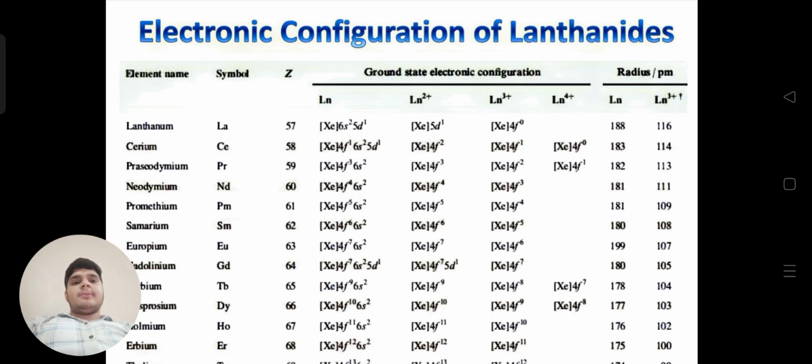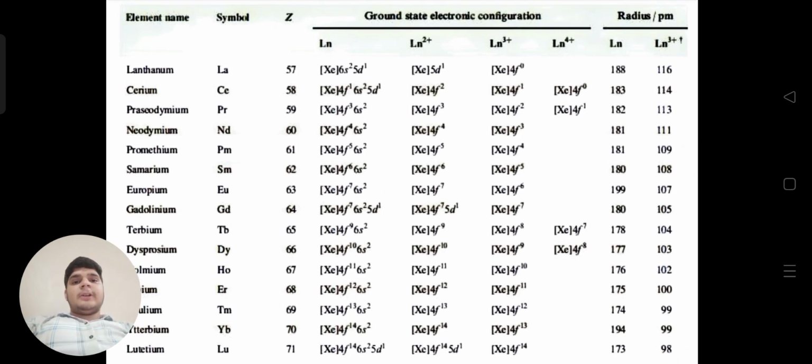Now let's take another example from the series. We take the example of lutetium, the last element of the lanthanides. Its symbol is Lu with atomic number 71. Its configuration is xenon 4f14 6s2 5d1. In the Ln2+ state its configuration becomes xenon 4f14 5d1, and in the 3+ state its configuration becomes xenon 4f14. These configurations are in increasing order of the f subshell. Its radius is 173 picometer and in the 3+ state its radius is 98 picometer. As we see, the radius is decreasing as we move down the series.